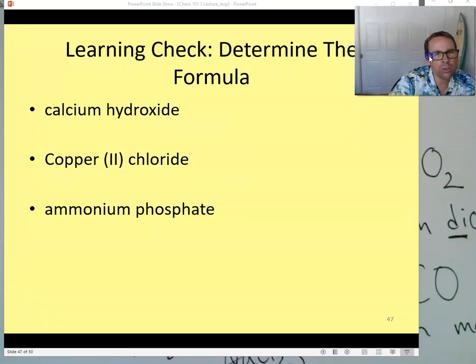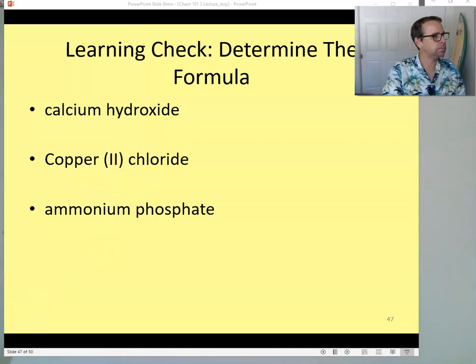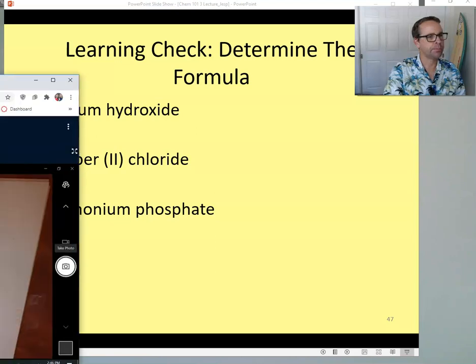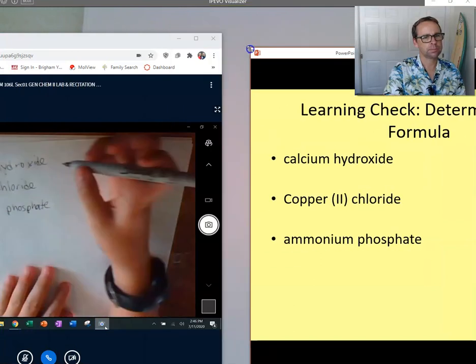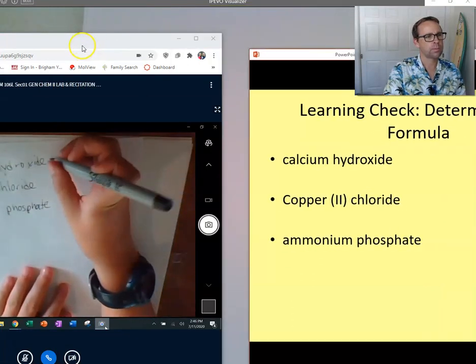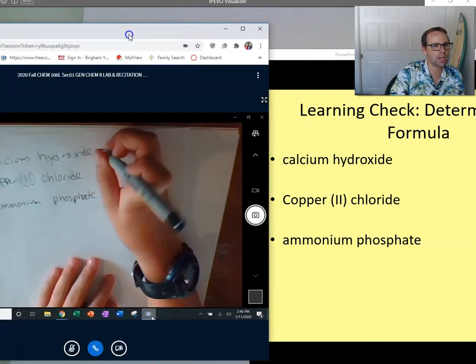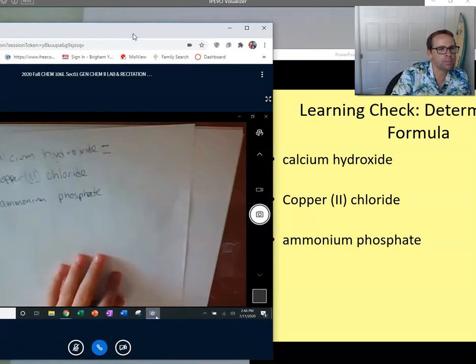Okay, now you have to write the chemical formula for these compounds. Calcium hydroxide, copper 2 chloride, and ammonium phosphate. Okay, so let's see you write them down. Okay, calcium hydroxide looks like what?